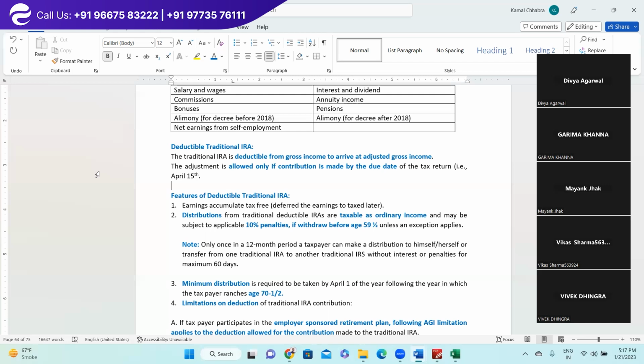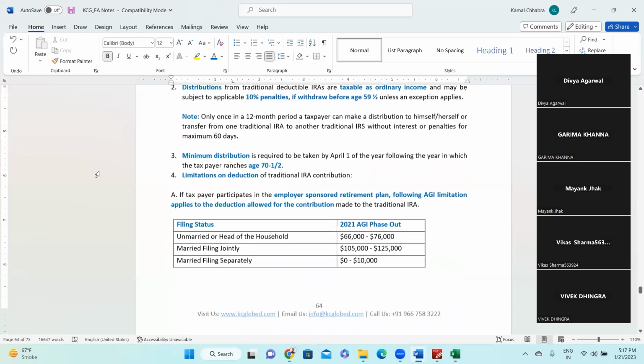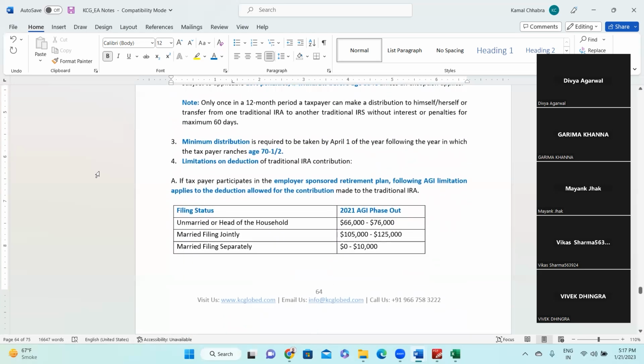And limitation of deduction of traditional IRA contribution. So there are 2 limitations.